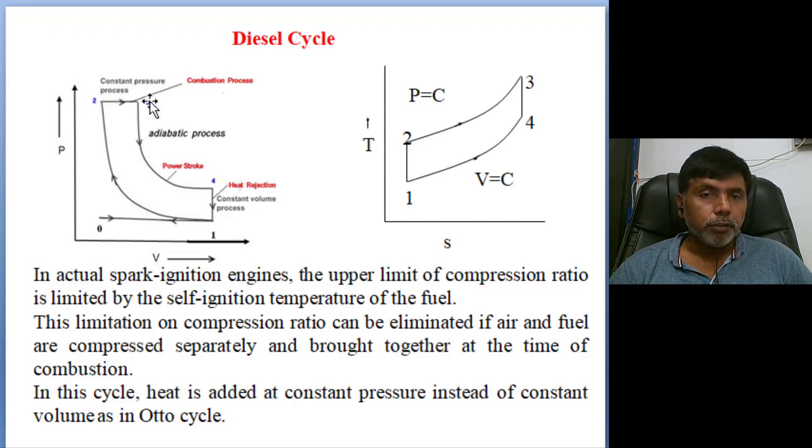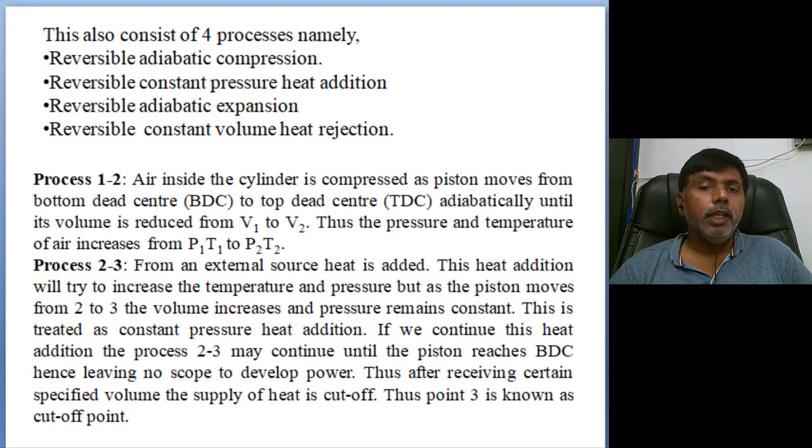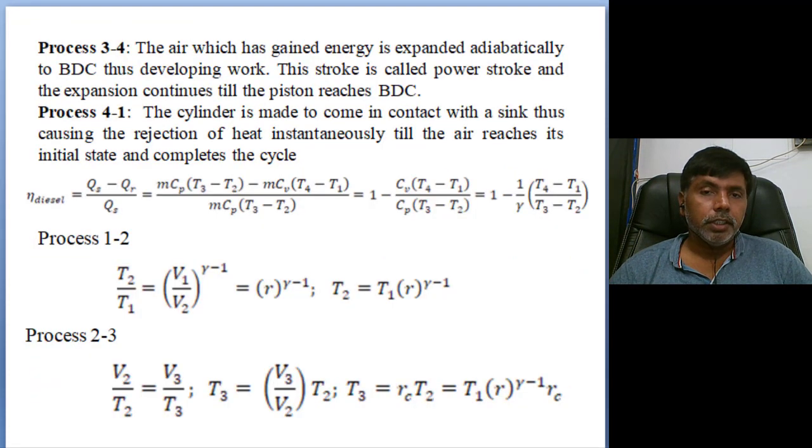Suppose I am supplying fuel continuously, what will happen? The combustion process will continue up to the end. So there is no power stroke expansion. So we want to cut off the fuel supply. Where we cut off the fuel supply, from that point expansion will initiate. So cutoff ratio is a major driving factor in the diesel cycle. You can see the process explanation I mentioned.